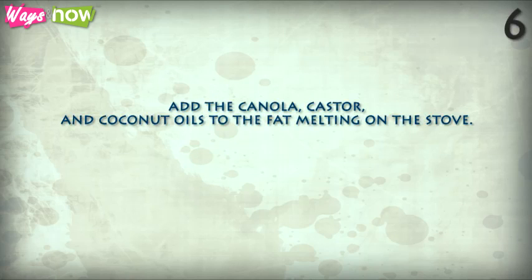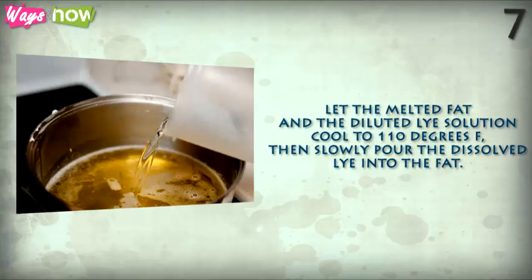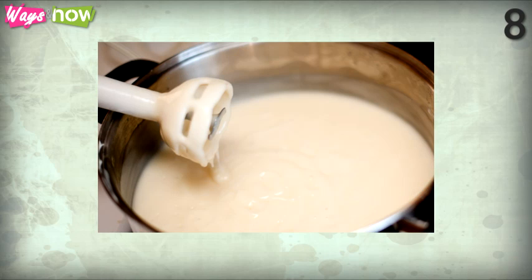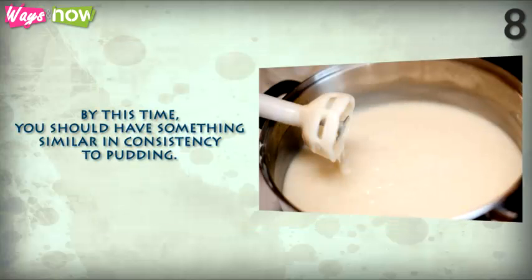6. Add the canola, castor, and coconut oils to the fat melting on the stove. 7. Let the melted fat and the diluted lye solution cool to 110 degrees Fahrenheit, then slowly pour the dissolved lye into the fat. 8. Use the stick blender to mix the two together. Stop when you reach the trace stage, which is the stage when a spoon dragged through the mixture leaves a trail. By this time, you should have something similar in consistency to pudding.